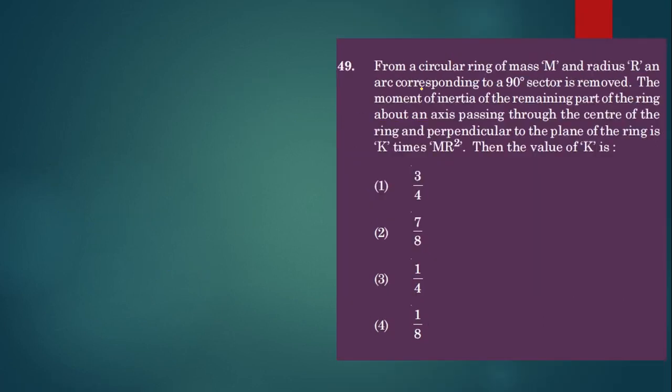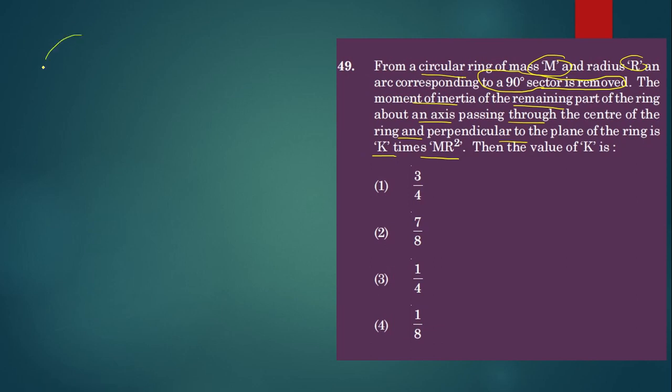Here in this question, there is a circular ring whose mass is m and the radius is r. A 90 degree sector is removed from this particular ring. The moment of inertia of the remaining part of the ring about the axis passing through the center of the ring and perpendicular to the plane of the ring is k times mr square. Then what is the value of k?